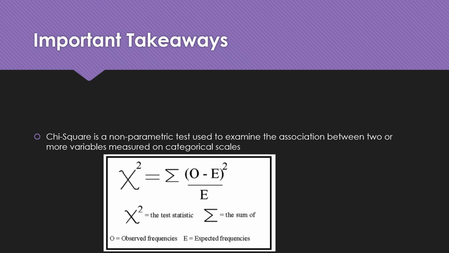Remember, chi-square is a non-parametric test used to examine the association between two or more variables measured on categorical scales. The formula is very simple. Chi-square equals the sum of the square of observed frequencies minus expected frequencies over the expected frequencies.